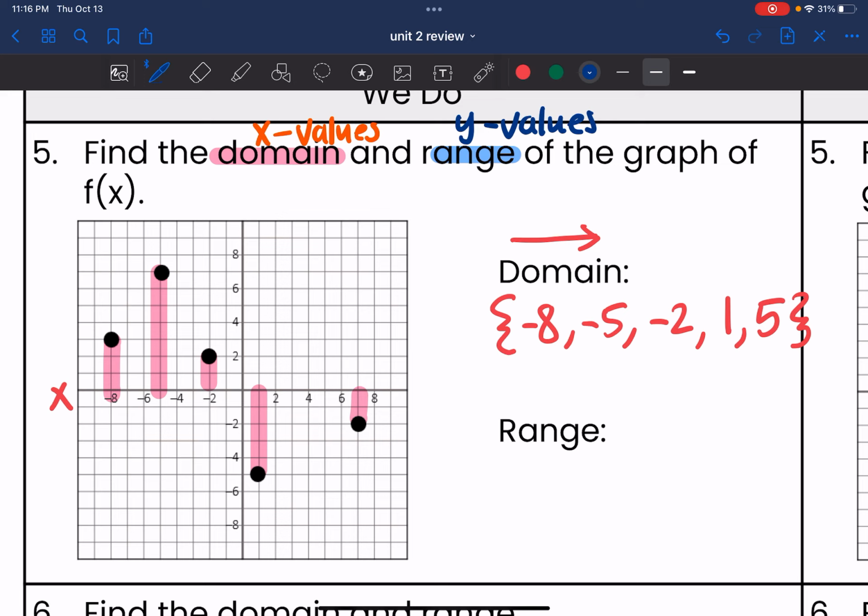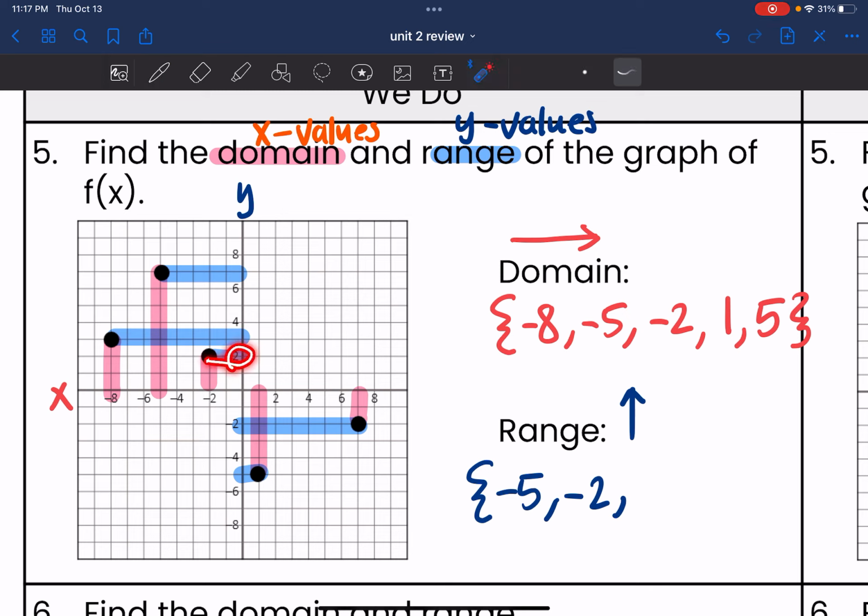Okay, now let's do the range. So for range, we're going to look at our y-axis. So each of those points, again, I just want to know what their y value is going to be. So I'm going to do a line over to the y-axis. And because we need to list these least to greatest, you're going to want to go bottom up. So the lowest point is this one down here, and its y value is -5. Next one up is -2. Now I'm here on the third one, +2.